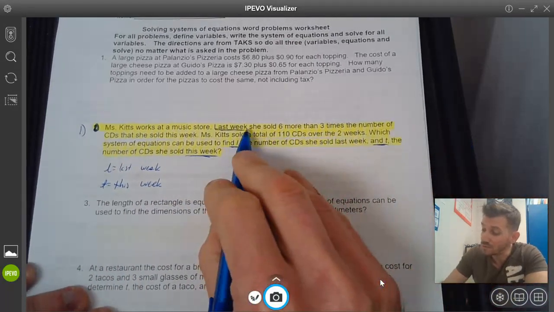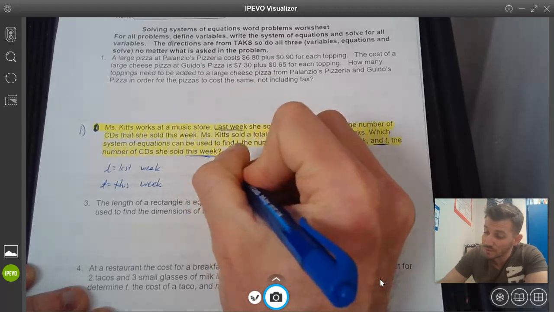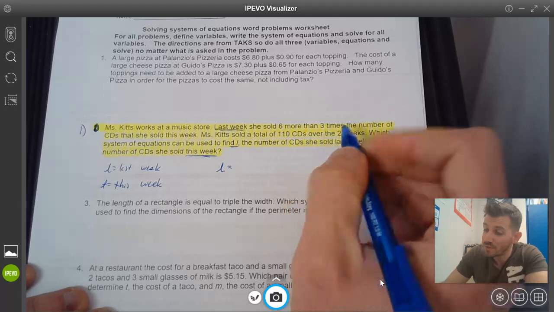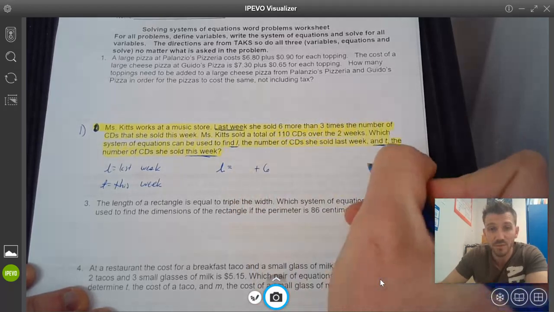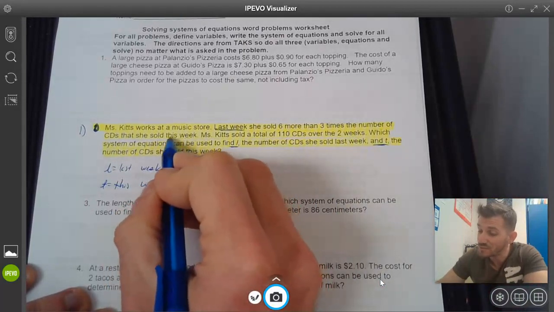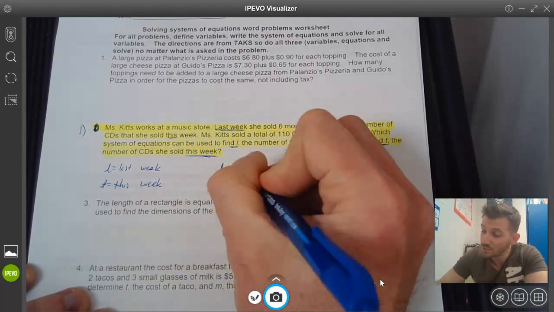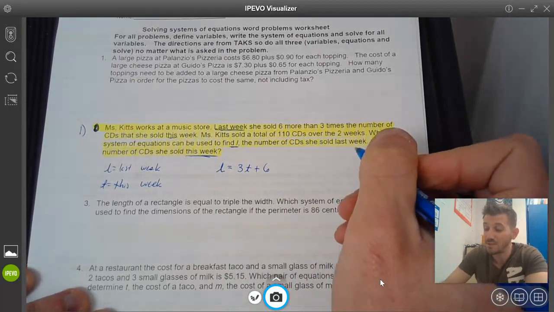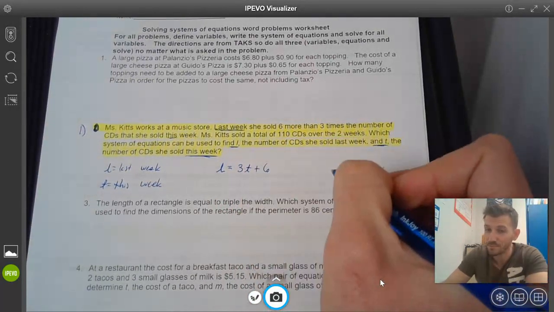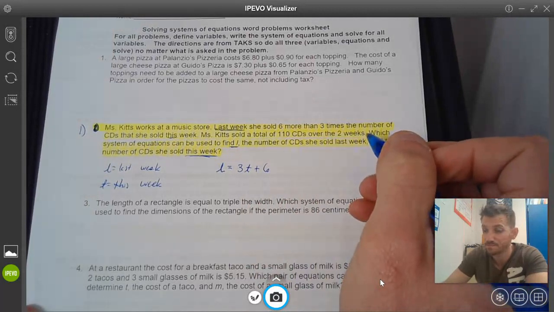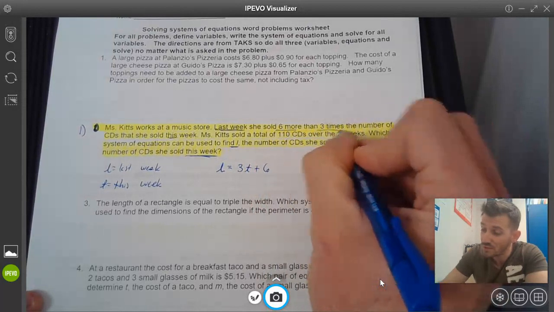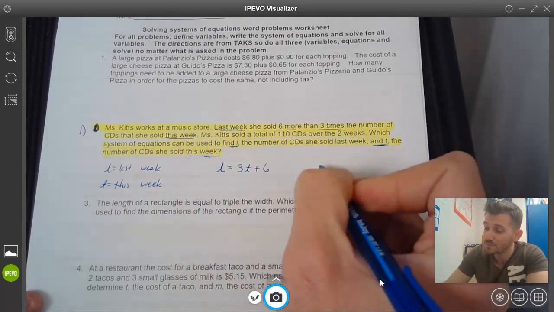All right, so last week, L, she sold six more, that is plus six, three times the number of CDs this week. Six more than three times this week. There's our first equation. A little bit tricky, but those are our key words. Six more than three times this week.